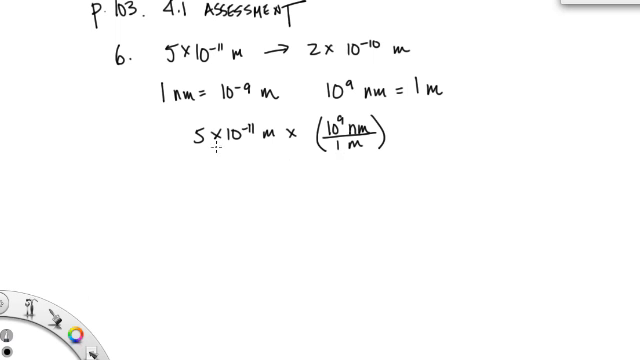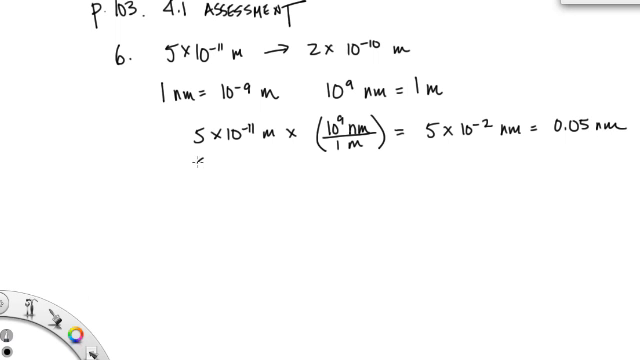So our problem becomes 5 times 10 to the minus 11th times 10 to the 9th. And so when we multiply exponents, we are adding them. So we're simply adding minus 11 plus 9, and that equals negative 2. So we end up with 5 times 10 to the minus 2 nanometers, which equals 0.05 nanometers.